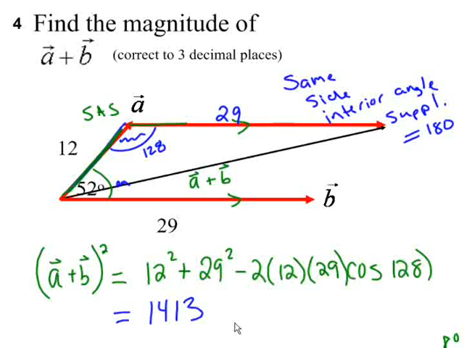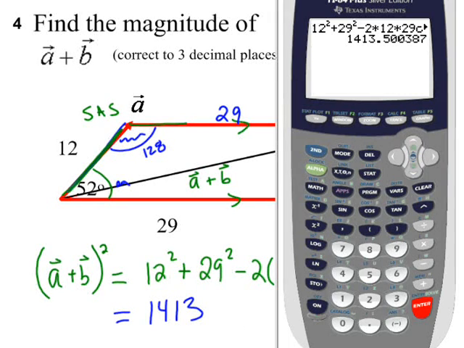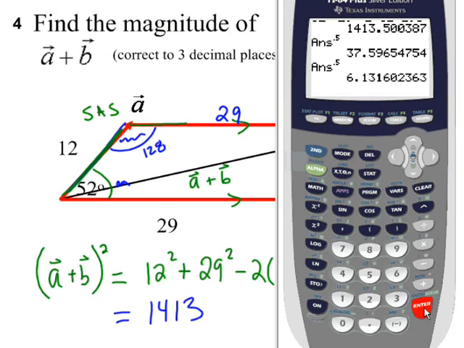That is not your answer, and you could look at that and say logically that doesn't make sense because one side's 29 and one side's 12. So 1,413 just doesn't really seem right. So I go ahead and take the square root of this number. I always like to raise things to the 1/2 because I think it's easier to do in my calculator than take the square root, but whatever you want to do.